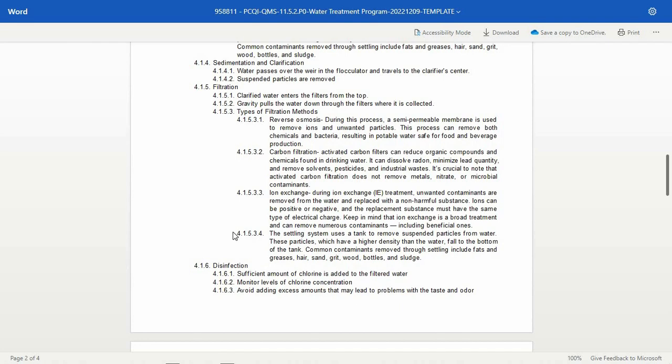And 4. The settling system uses a tank to remove suspended particles from water. These particles, which have a higher density than the water, fall to the bottom of the tank. Common contaminants removed through settling include fats and greases, hair, sand, grit, wood, bottles, and sludge.